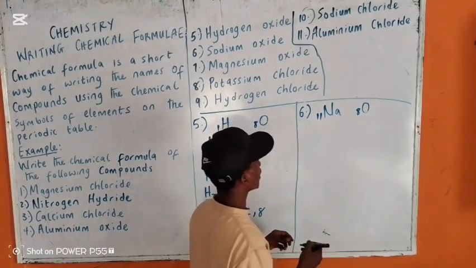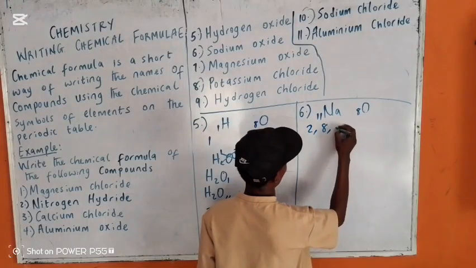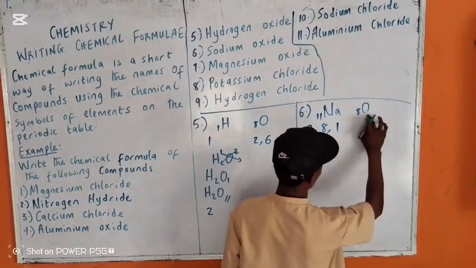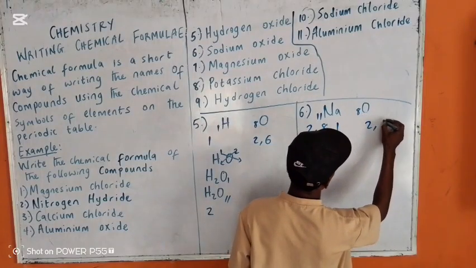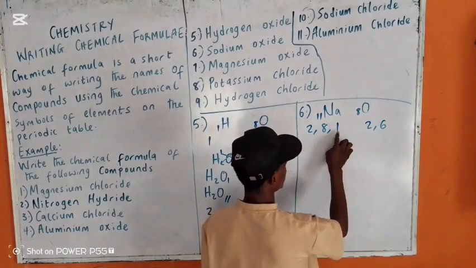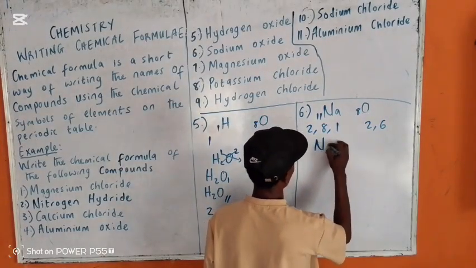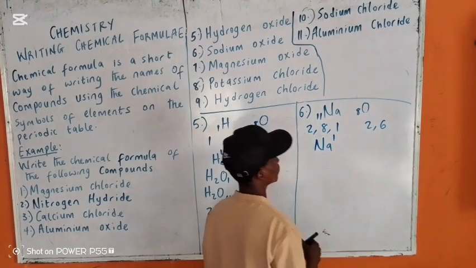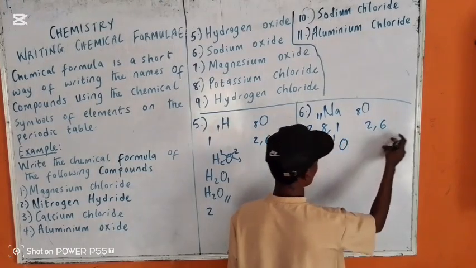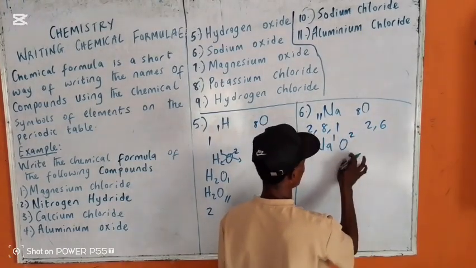Now, with the KLMN, we have 2, 8, 1. For oxygen, we have 2, 6. To be stable, what happened? This sodium here loses 1. So you have the sodium here having 1. To be stable, oxygen needs to gain 2. So you have 2 up here. They are up, not down here.